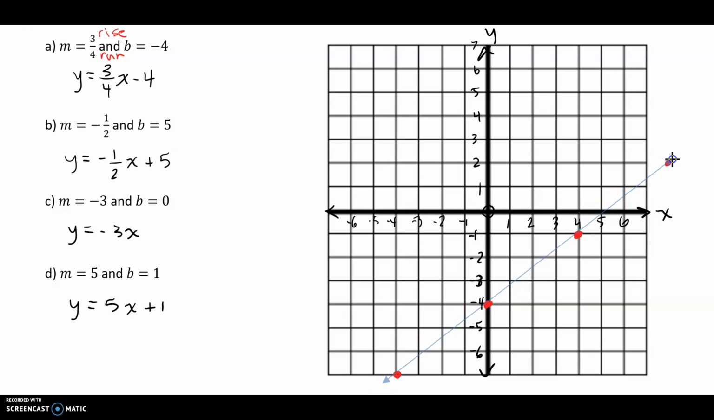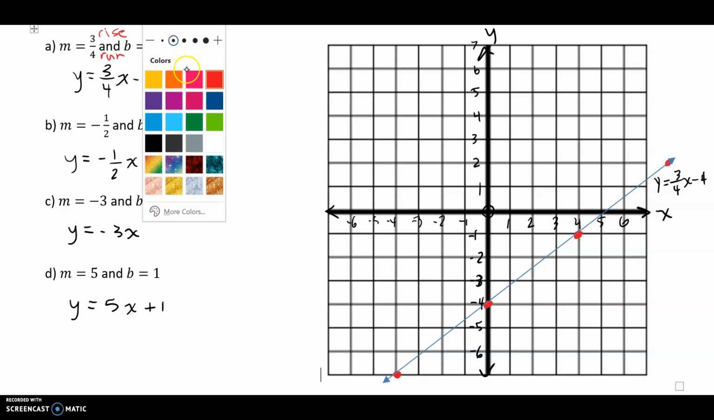Okay, so I'm going to draw a line now. Okay, so I'll draw a line to represent those points. And then I'm going to go ahead and label the line with the equation. So this was y equals 3 over 4x minus 4. Okay, we got our first one done. All right, let's try our next one.